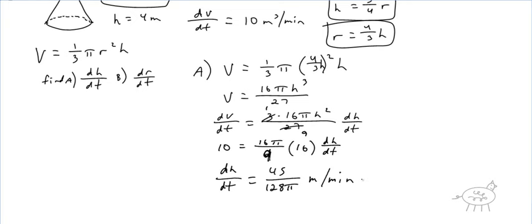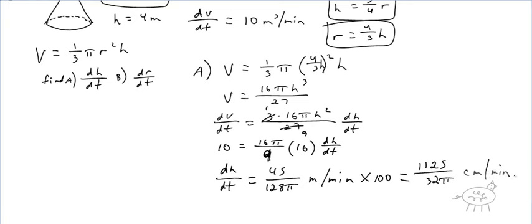But in this case, they're asking you for centimeters per minute, so you've got to be careful. You're going to multiply that by 100. So you wind up getting 1125 over 32, just simplifying it. And you can put that in your calculator, right? You can just use your fraction button, of course not having pi in there, and get 1125 over 32 centimeters per minute.